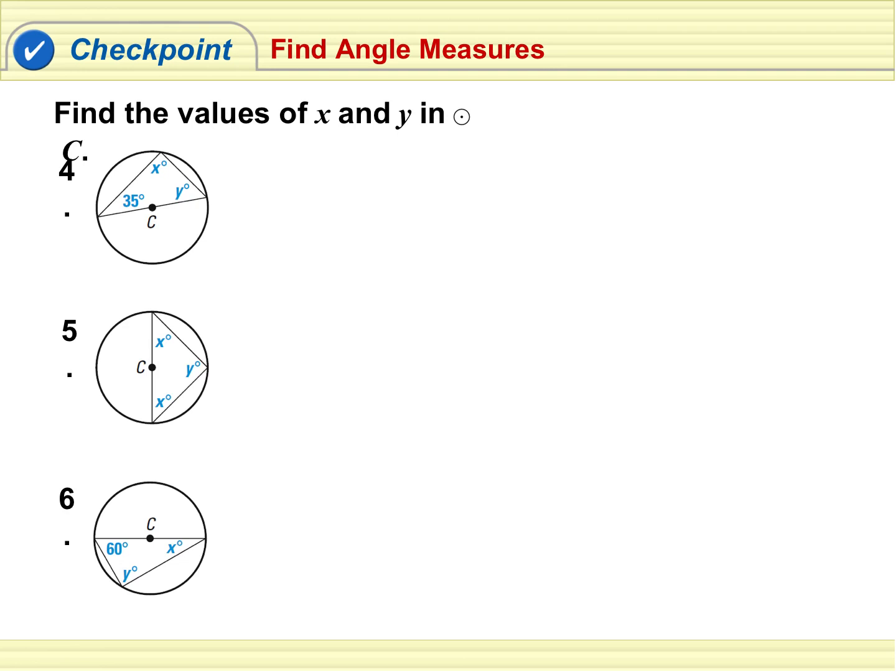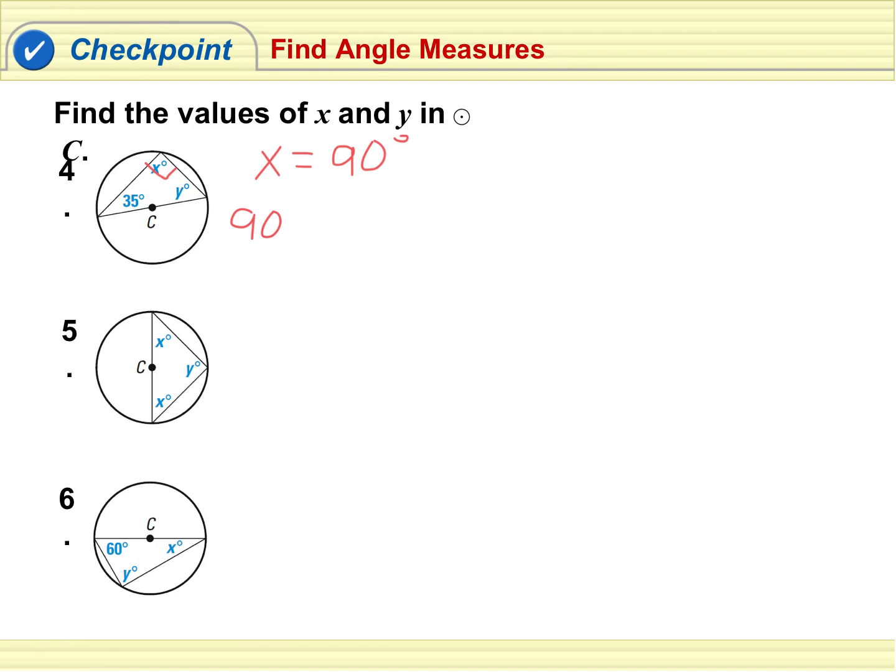On number 4, what do you see? 35. When in doubt, look for what? Diameter. What does that diameter tell us with the inscribed angle? It creates that right triangle. So what do we know x is? X is 90. How do I find y? Minus that from 180.